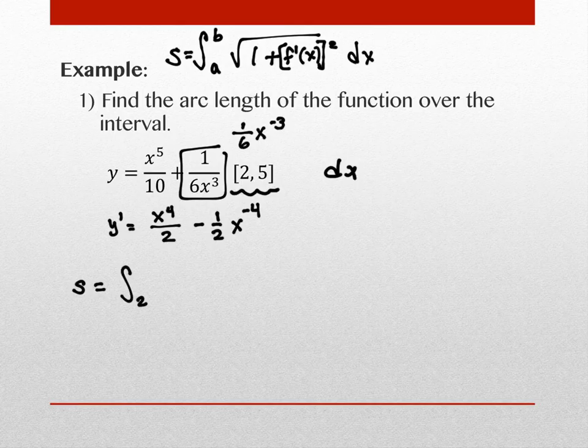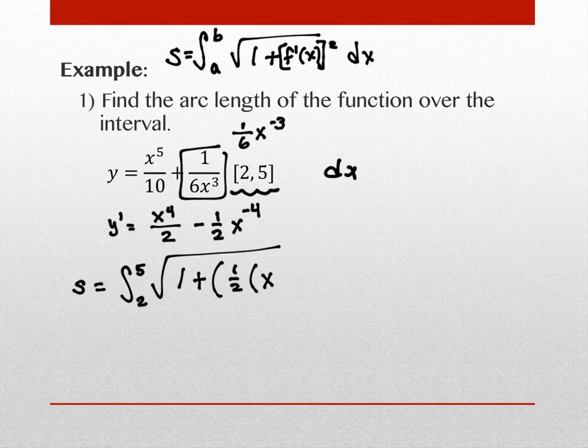So our integral goes from 2 to 5 of the square root of 1 plus, and it's this quantity. Now, you might happen to notice there's a 1/2 in both pieces. I'm going to actually write that in front of it. You don't have to do that, but I am. This is x to the 4th and then minus x to the negative 4th. And all of that, including the 1/2, is squared, like so.